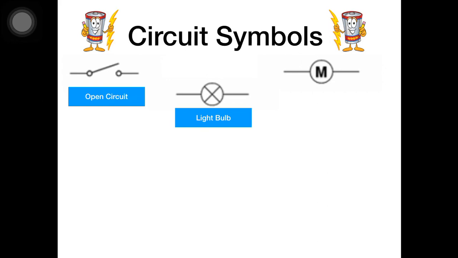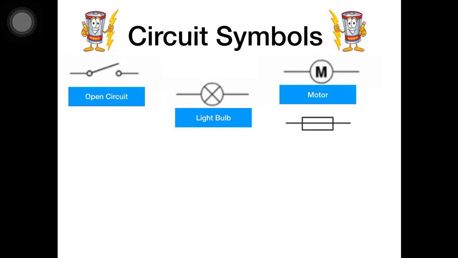Next, we have this circle with an M inside of it. And this is the symbol for a motor. At some point during class, I will definitely pull out a small motor and show you a motor within a circuit. So let's make sure we know that the circle with the M inside of it stands for motor.